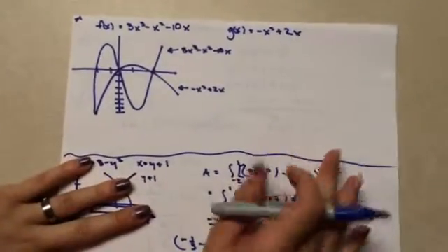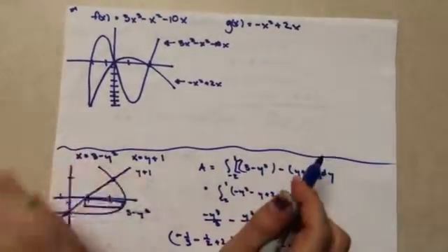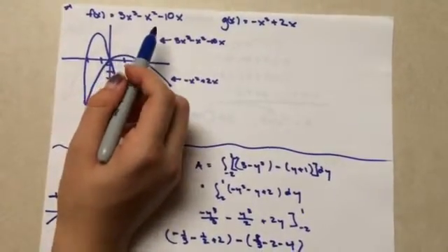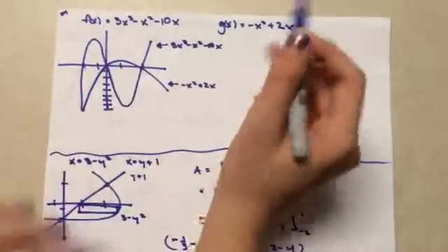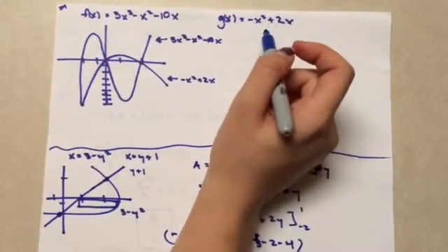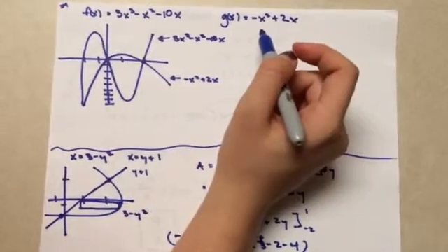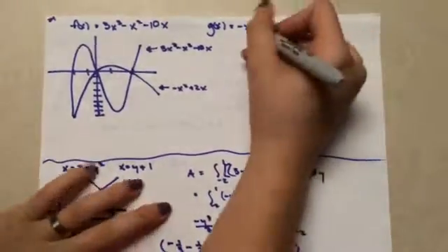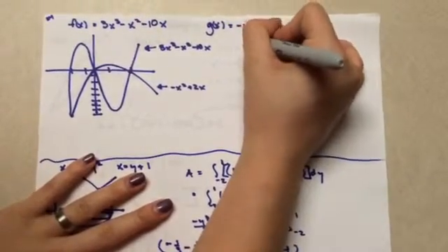Now, there can be a time when your graph has more than 2 intersection points. When you're given a graph such as 3x cubed minus x squared minus 10x, and the graph of g of x, which is negative x squared plus 2x, we see when we sketch these, they intersect at more than 2 points. So we're going to do the same thing to try and find those intersection points.